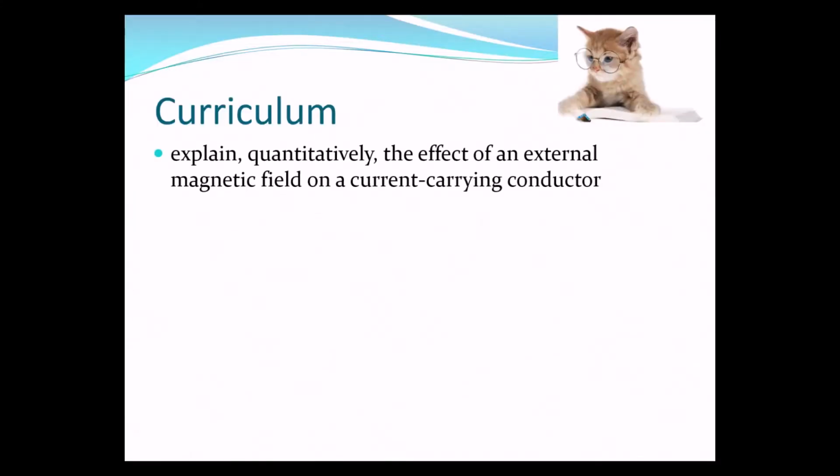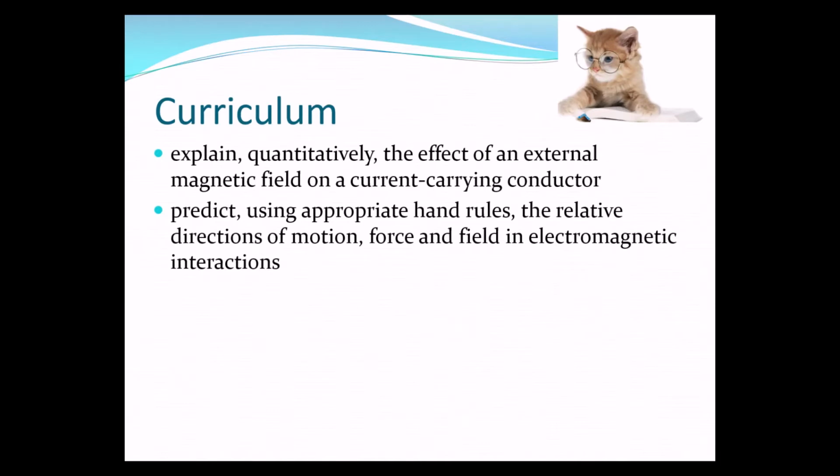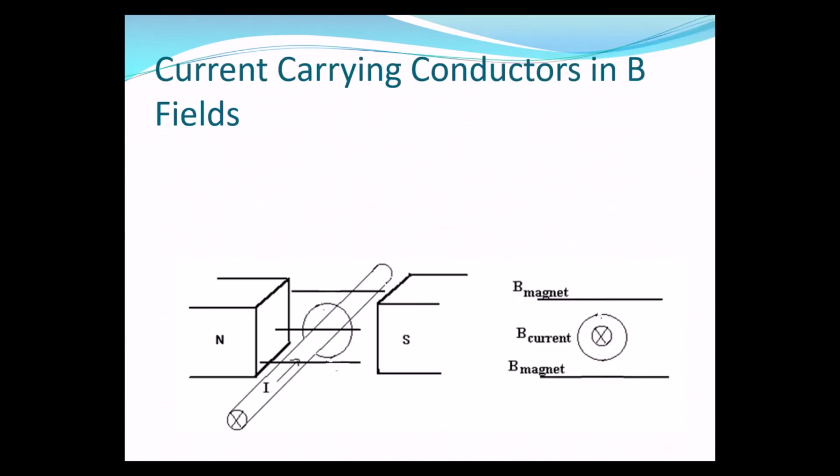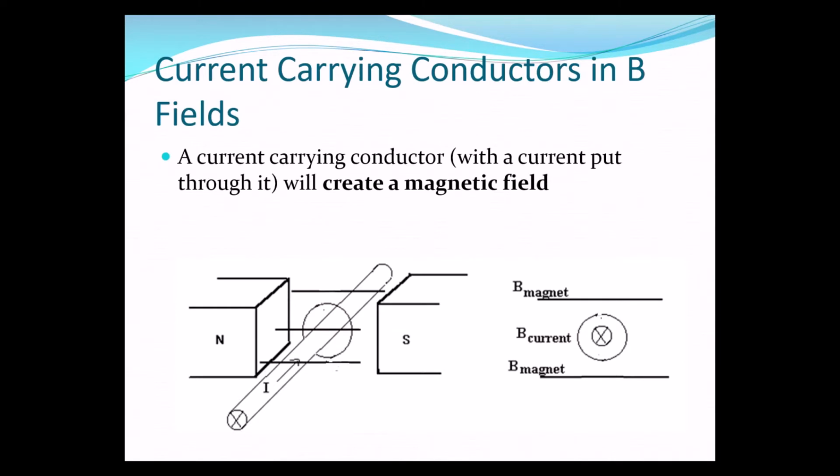Explain quantitatively the effect of an external magnetic field on a current carrying conductor. Predict, using appropriate hand rules, the direction of the motion, force, and field in electromagnetic interactions. Yeah, we're going to learn a new hand rule. And that's it. So a current carrying conductor with a current put through it will create a magnetic field. There's a little alliteration, right?